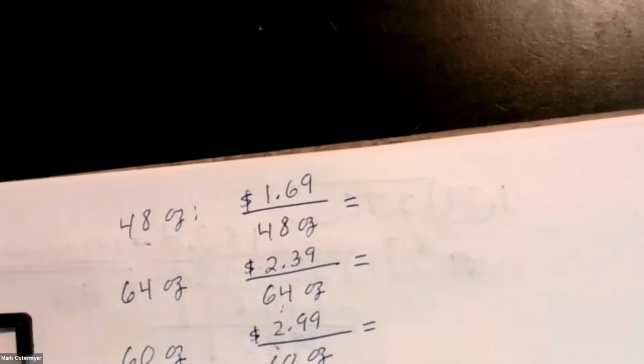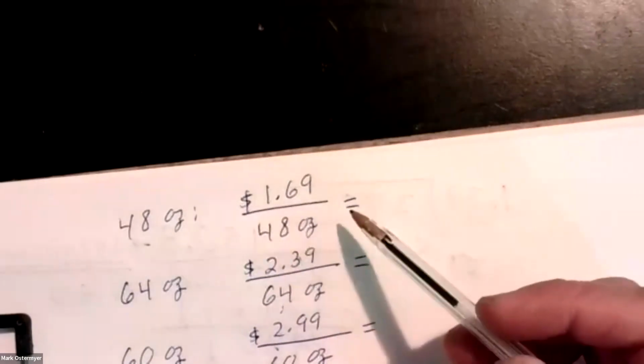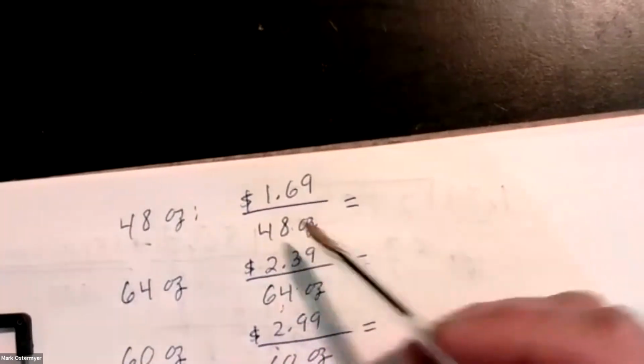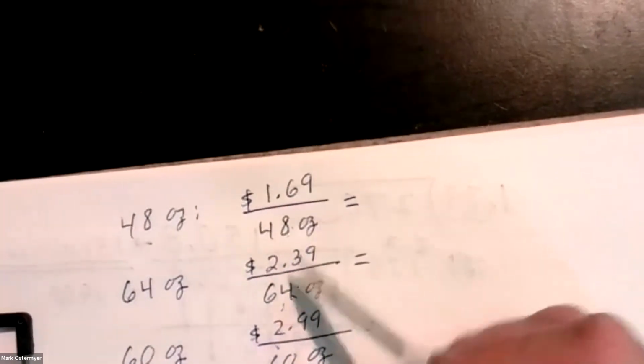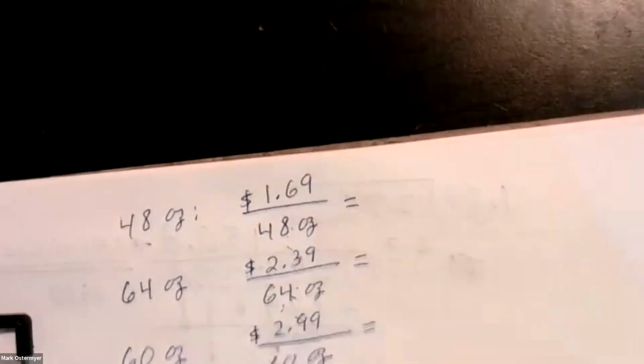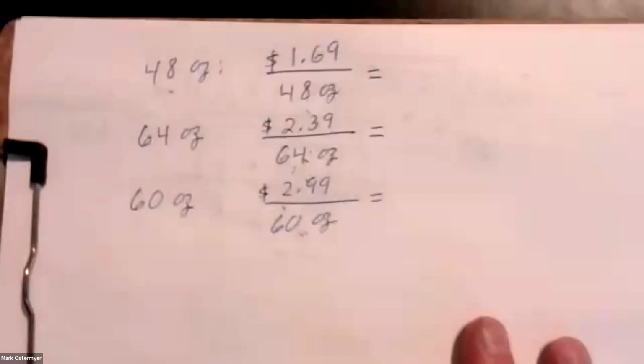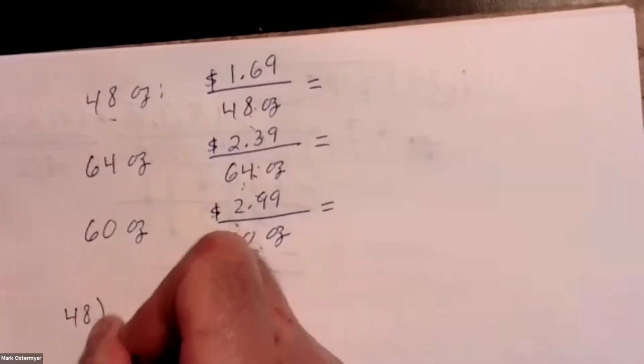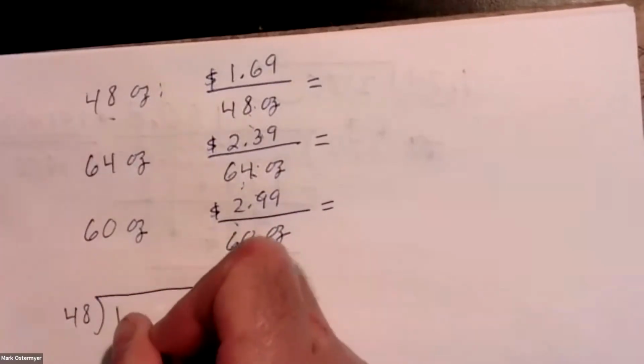See, you're not going to really know until you turn these into unit costs, where the denominators all have to become one by dividing 48 into this, 64 into this, 60 into this. That takes time, though, doesn't it? Yes, it takes a lot of time. All right. So we got a lot of dividing to do. We got to divide 48 into 1.69.